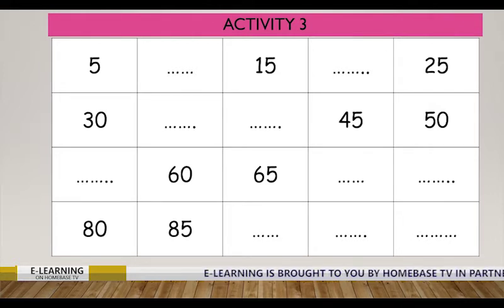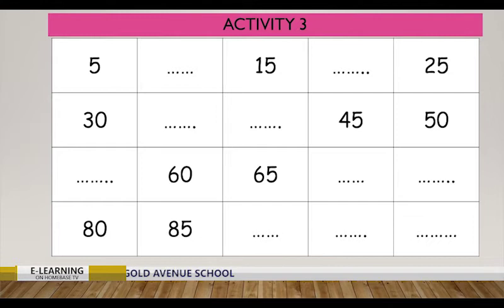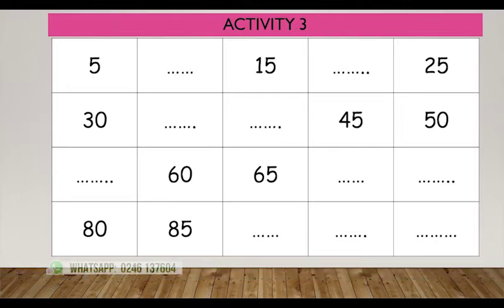From 45 to 50. From 50, I omitted a number. Then to 60. From 60 to 65. From 65, I omitted 2 numbers. Then I moved to 80. From 80 to 85. From 85, I left out 3 numbers that you are supposed to fill in.